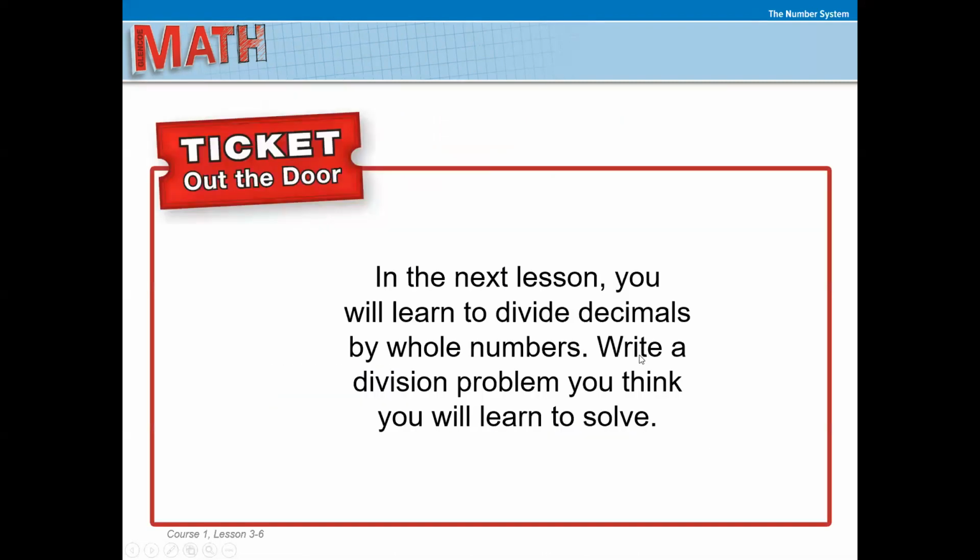To get out the door, in the next lesson, you will learn to divide decimals by whole numbers. Write a division problem you think you will learn to solve. Be creative on this one. Put your work in your math notebook.